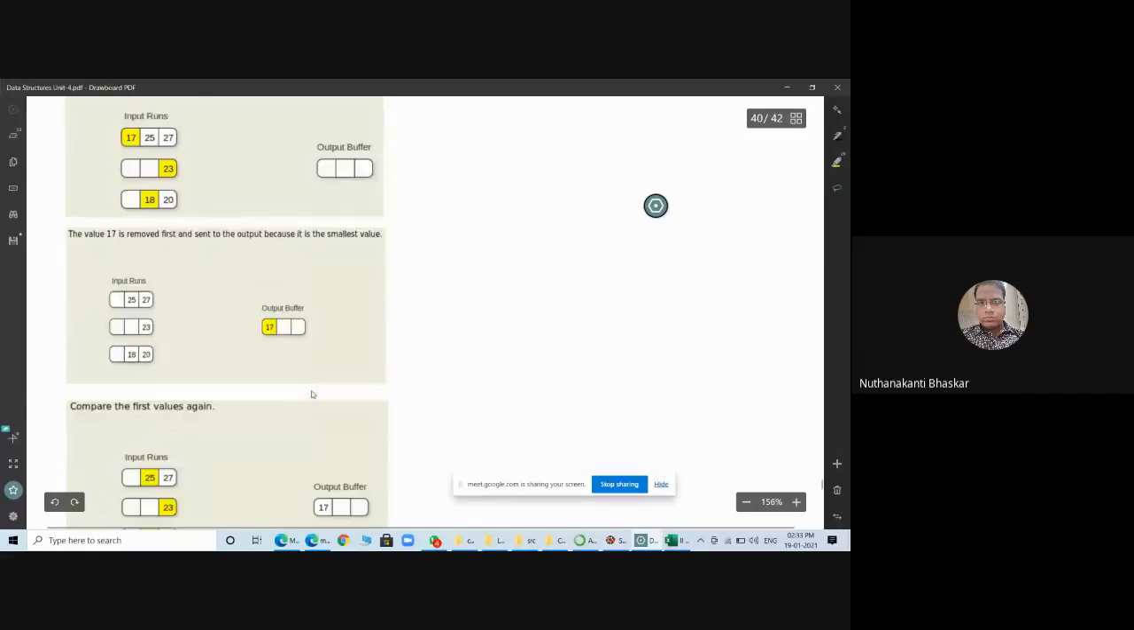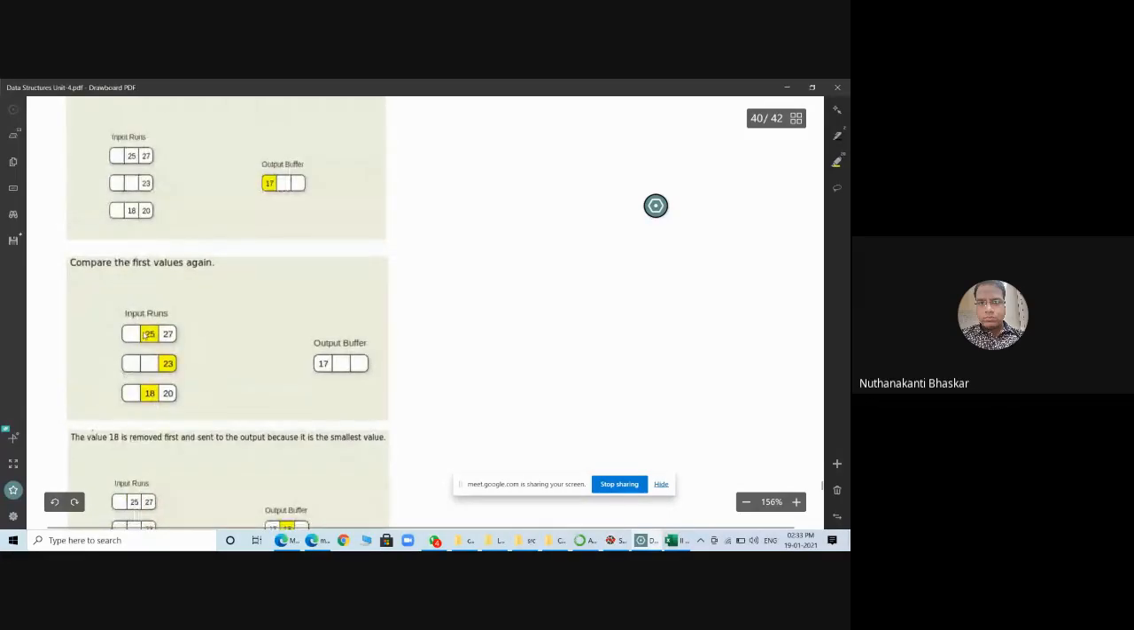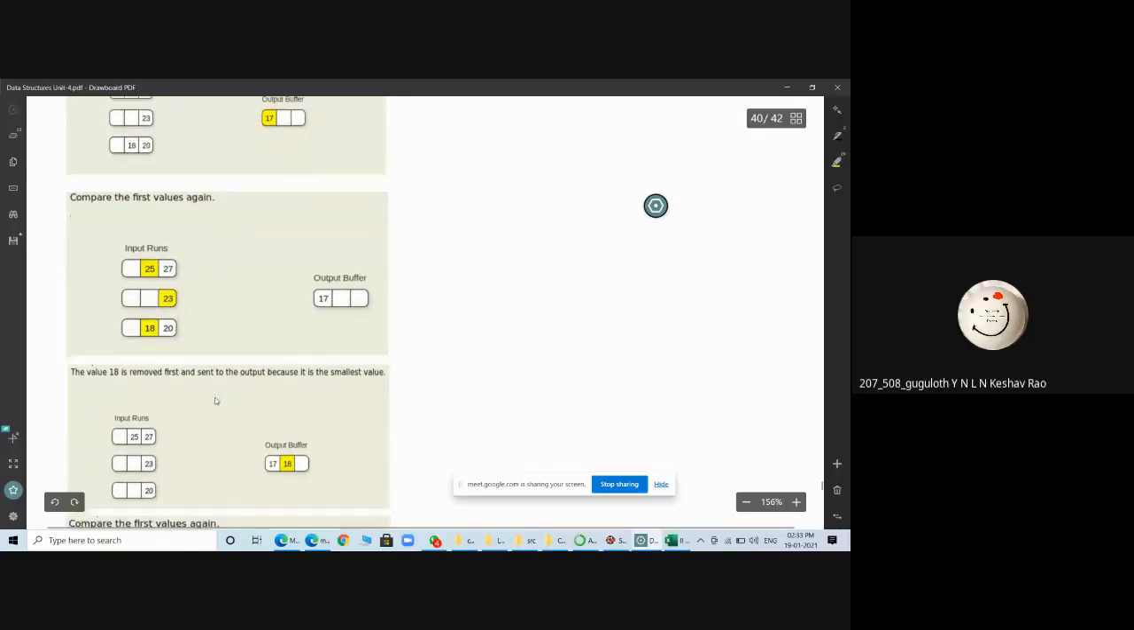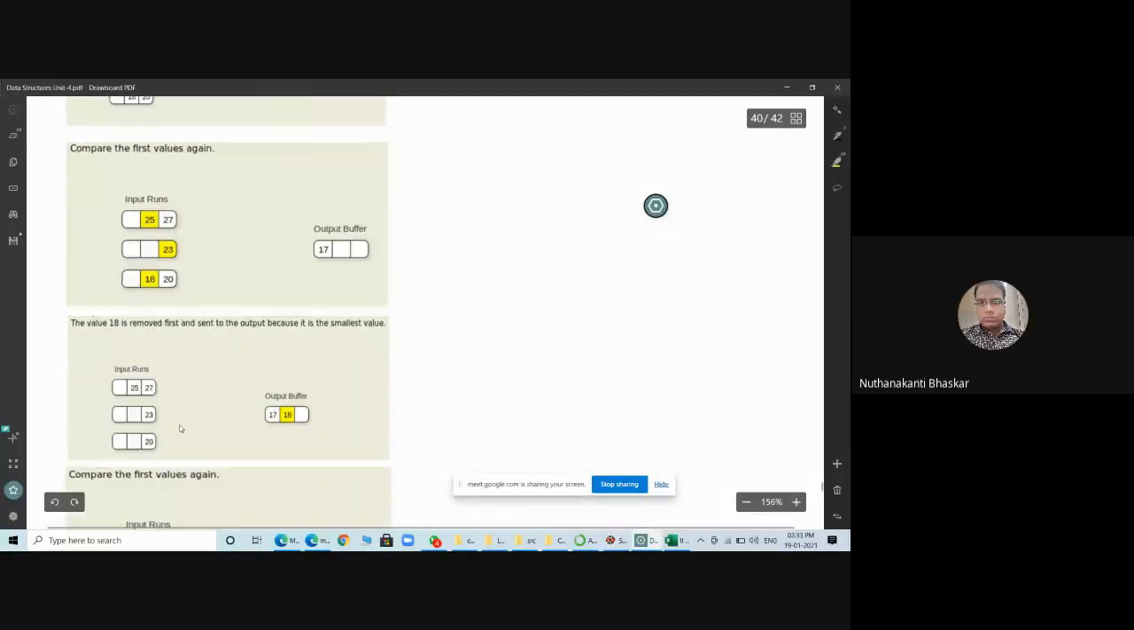Then again, compare the first elements of these three chunks: 25, 23, 18. Which is the smallest? 18. Then you store 18 into the buffer, shift into the buffer.